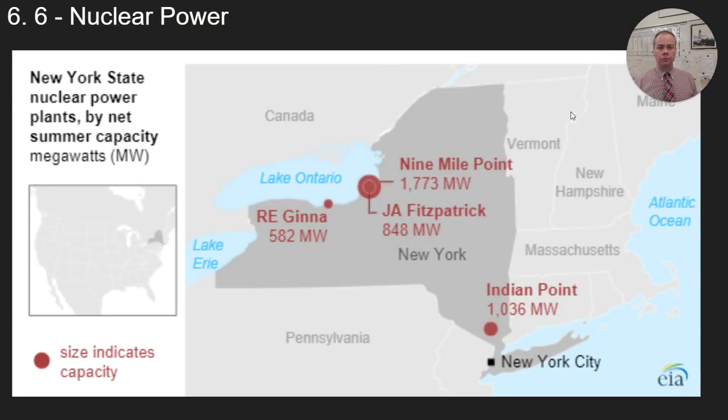In New York State, we do use nuclear power. A fair amount of our electricity comes from nuclear power. Here are the three nuclear power plants that are present in New York State: Indian Point, Nine Mile Point, J. A. Fitzpatrick, and R. E. Ginna. And what you'll notice is there are some near us. The largest is here, Nine Mile Point, up on Lake Ontario. Again, they're often built right on the shores of lakes because they can access that water for cooling.